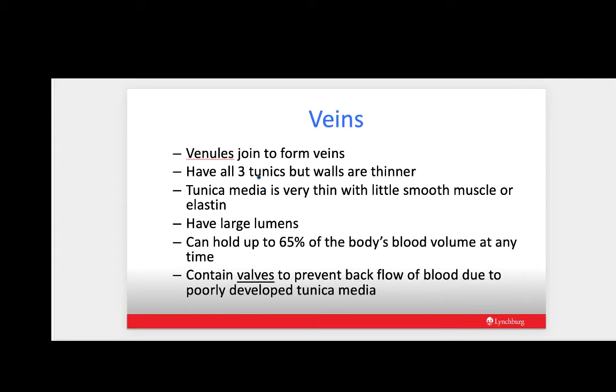So veins do have all three tunics. They still have intima, media, and adventitia, but their walls are generally thinner. Veins tend to be really loose and kind of floppy. They don't have a lot of structure to them like arteries do, because they don't have much in the way of smooth muscle or elastin in their media layer. Veins tend to have really large lumens. When you see them in cross section, I'll show you in a minute, they tend to be kind of floppy looking, where arteries look very structured, okay?